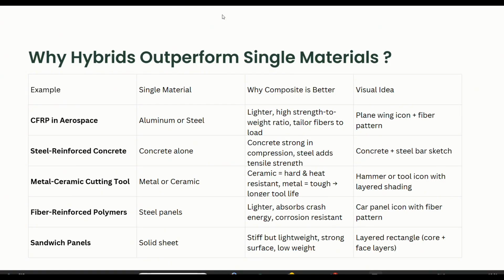So, why do hybrids outperform single materials? Hybrids combine the strengths of multiple materials to overcome the weaknesses of each. This allows engineers to optimize for weight, strength, durability, and sometimes even cost, something no single material can achieve on its own.